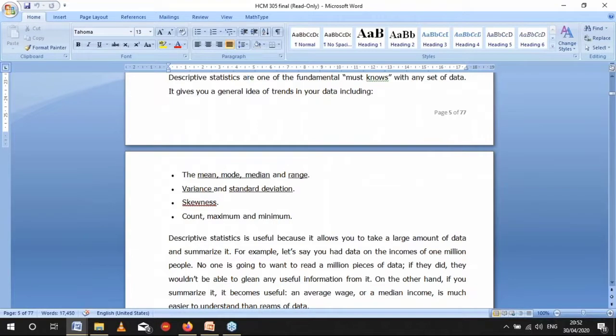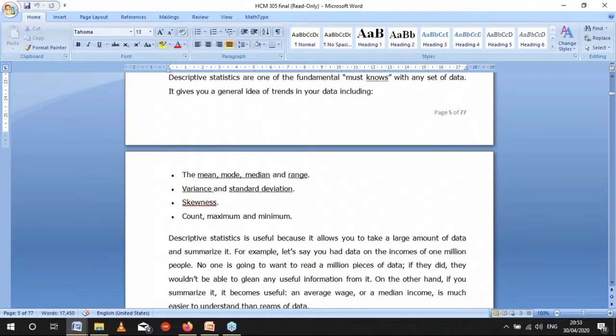Then range. Range is just the difference between the maximum and the minimum value in a set of data. Between the highest and the lowest value. Like the example I used now, 2, 3, 4, 5, 6. That means 6 is the highest value and 2 is the lowest value. So 6 minus 2, you get 4. So 4 is your range.